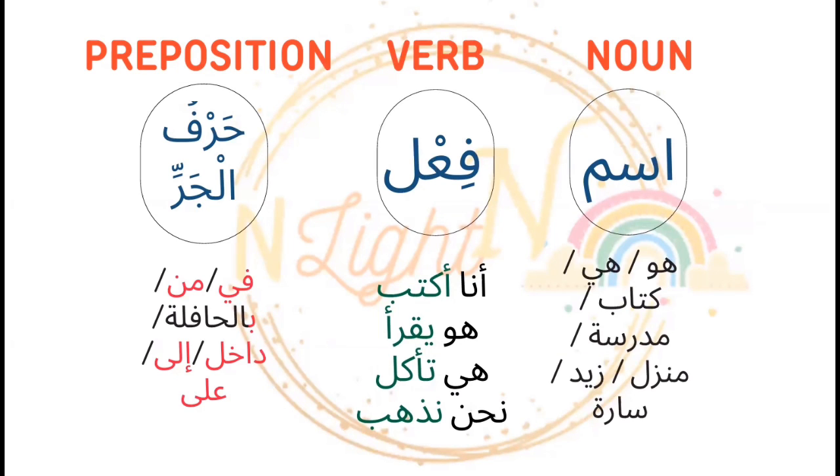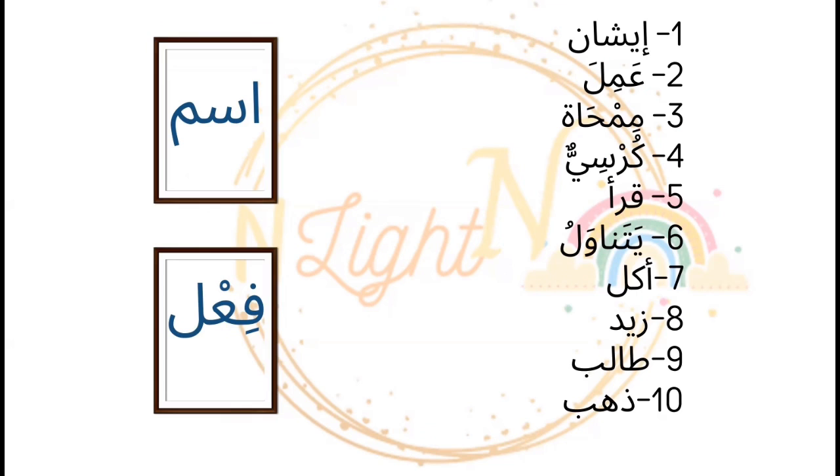Prepositions are words which connect two nouns or a noun and a verb. Fi means in, min means from, bil hafila means using or by the bus. Dakhil means inside, ila means to, and ala means on. Just have a look at these words. A few are nouns and a few are verbs.